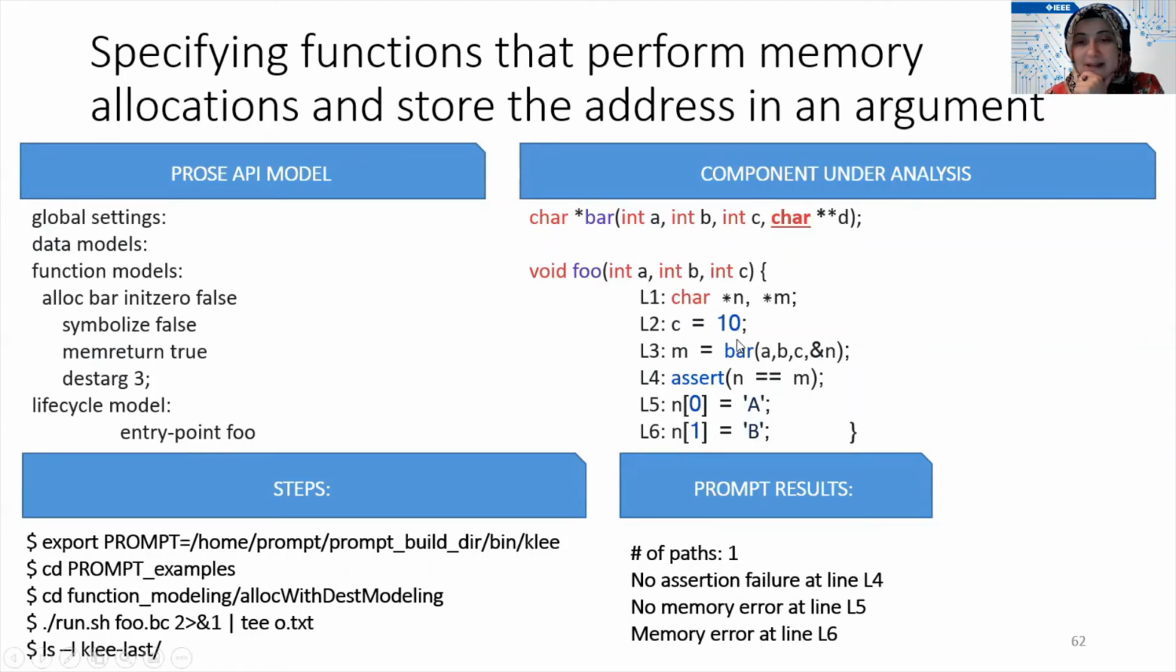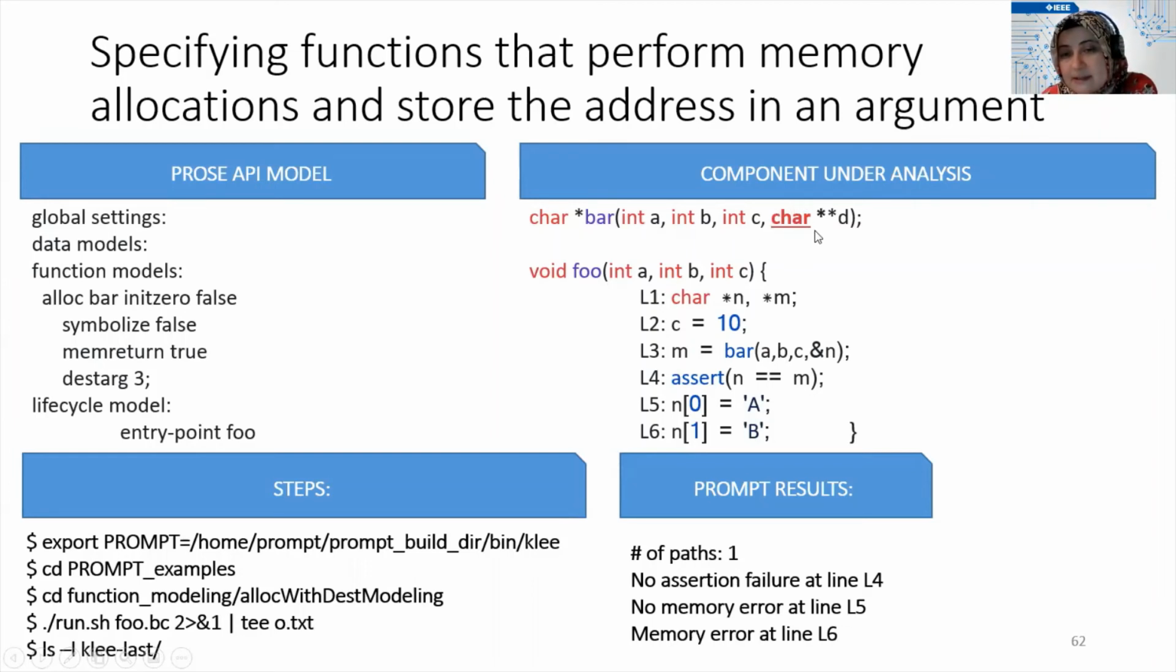In this example, although we pass 10 as a parameter, it's not going to be used as a size argument. The reason is that in this mode of modeling, we use the base type of the destination argument as the size of the array.